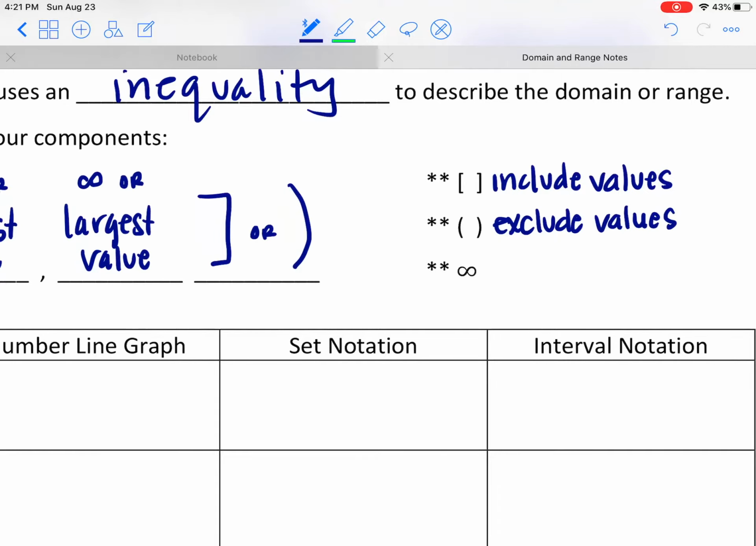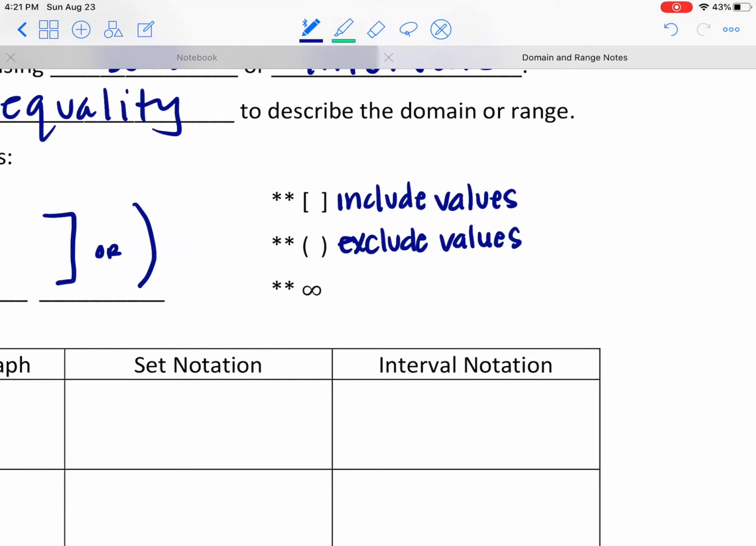And then included values are typically going to be included points. They're going to be like normal points on a graph. So included values we're going to see with closed points on the graph. Excluded values would be something with open circles or asymptotes in the graph.